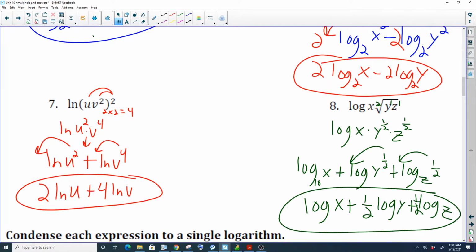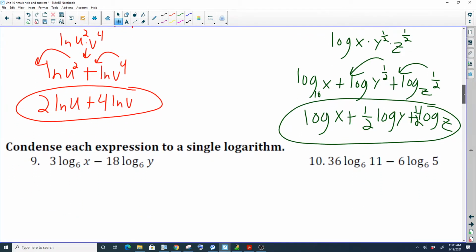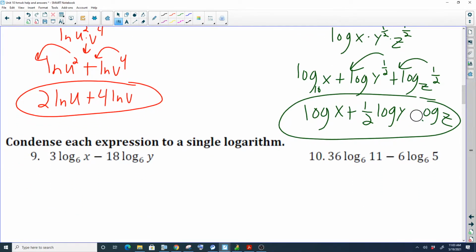Is our answer. Nice. So that's how we expand them. Sorry, that's supposed to be a plus and a 1/2. There we go.